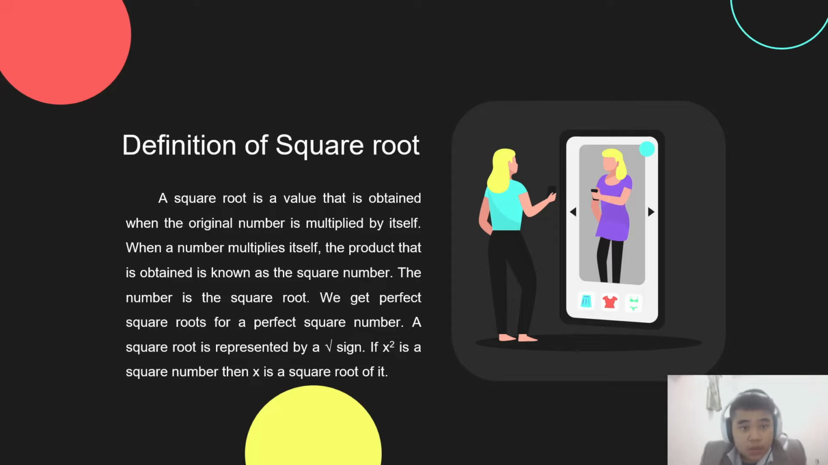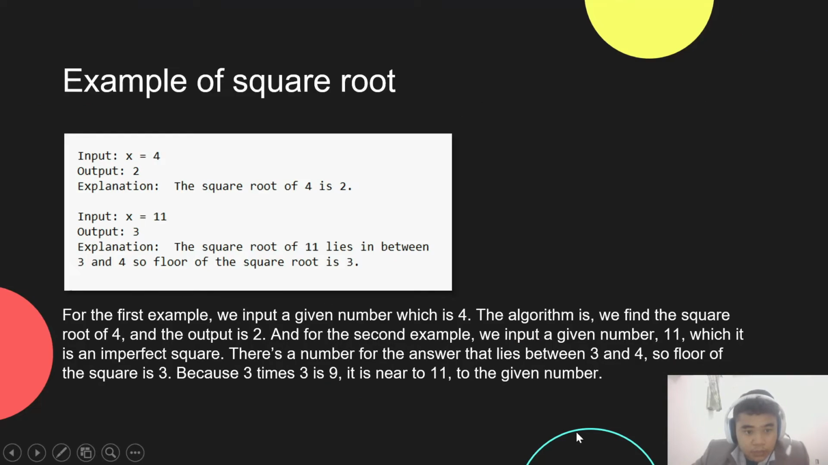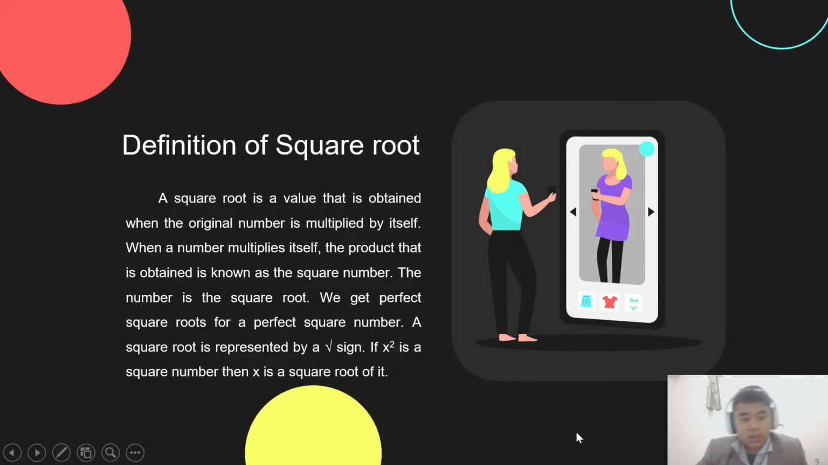The definition of square root. A square root is a value that is obtained when the original number is multiplied by itself. When a number multiplies itself, the product that is obtained is known as the square number. The number is the square root. We get a perfect square root for a perfect square number. A square root is represented by a sign, so you can look at the screen. If x is a square number, then the square root of x is a square root of it.